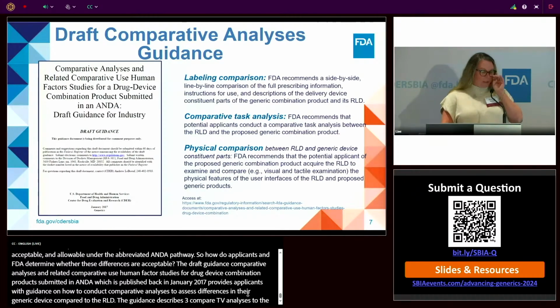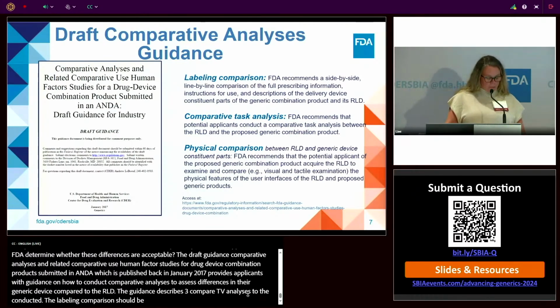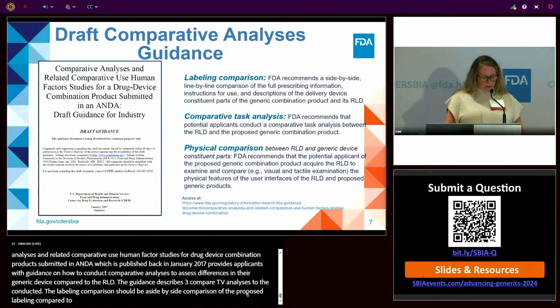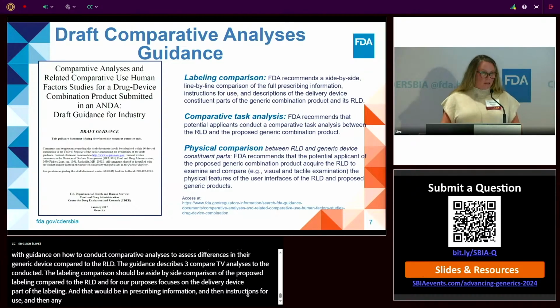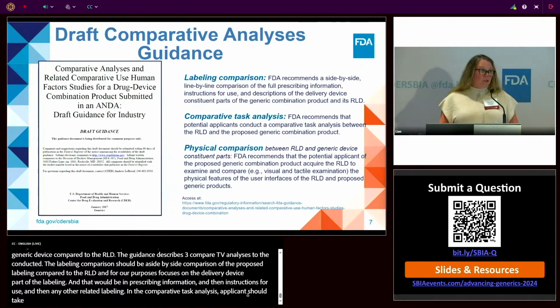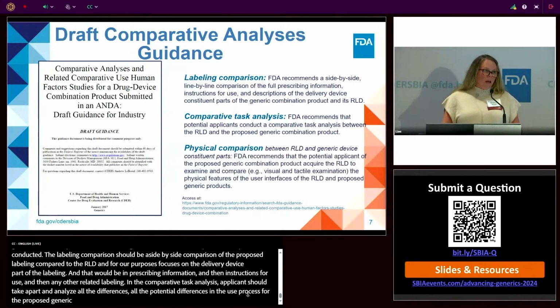The labeling comparison should be a side-by-side comparison of the proposed labeling compared to the RLD, and for our purposes, focuses on the delivery device constituent part of the labeling, and that would be in the prescribing information and the instructions for use, and then any other related labeling. In the comparative task analysis, the applicant should take apart and analyze all the potential differences in the use process for the proposed generic product when it's compared to the RLD. And then the physical comparison should evaluate the physical design differences of the proposed product to the RLD, and it should include both a visual and tactile examination.